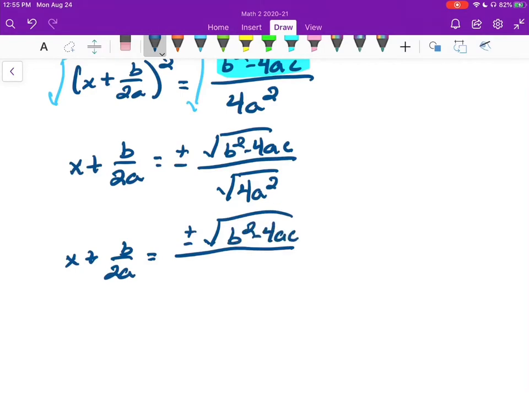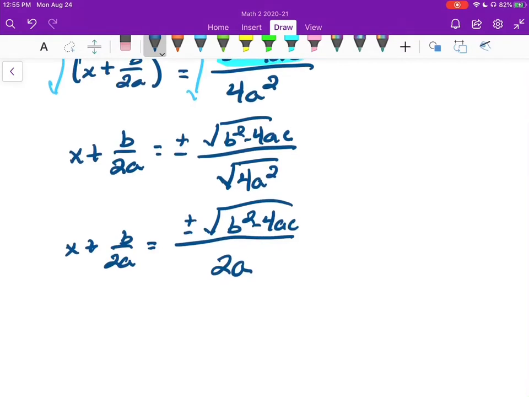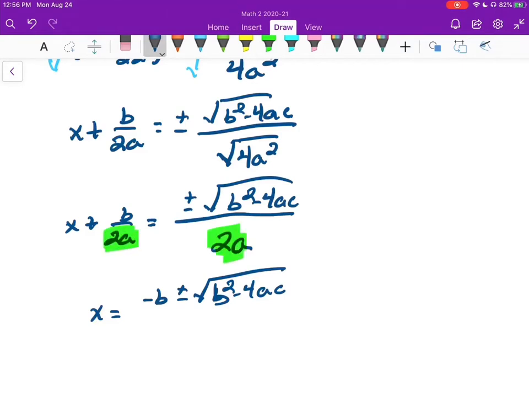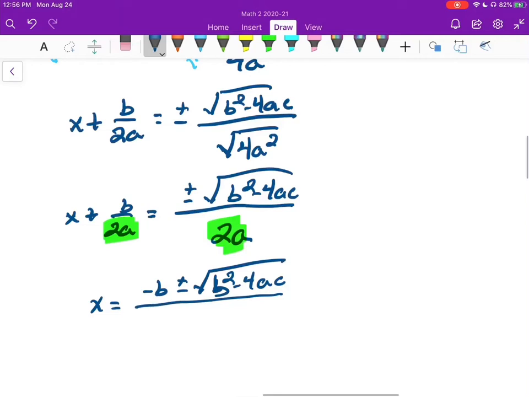Okay? Now the square root of 4a squared, that's the square root of 4, which is 2, square root of a squared, which is a. Okay? And very last step, we're going to get the b over 2a on the other side. So I'm going to have x equals negative b plus or minus square root b squared minus 4ac. Now, for my denominator, both of these are 2a, so I could put the whole thing over 2a. And this right here is the quadratic formula.